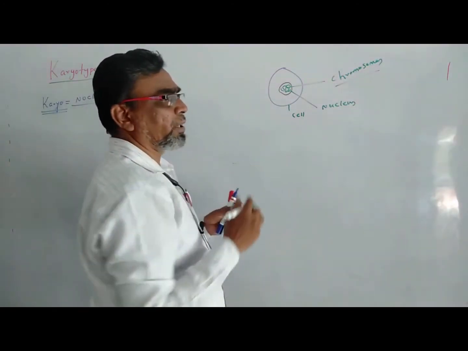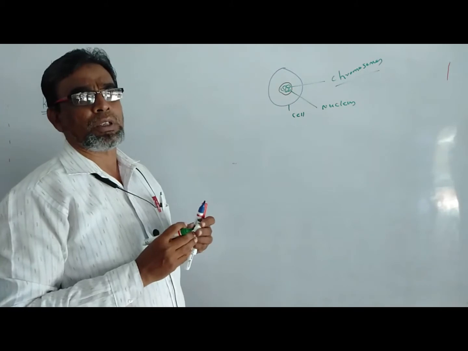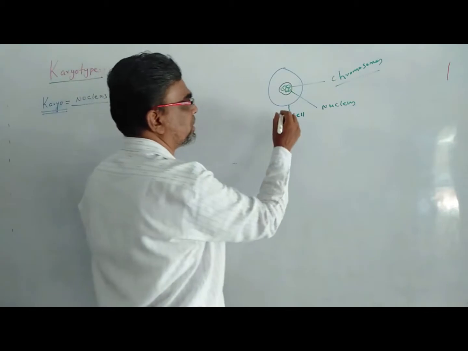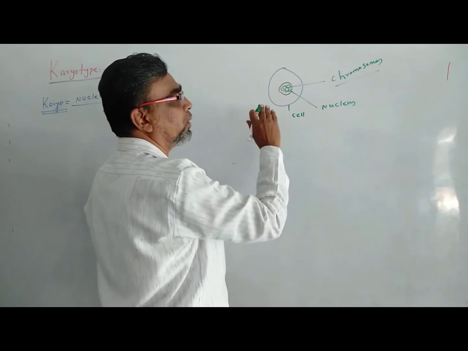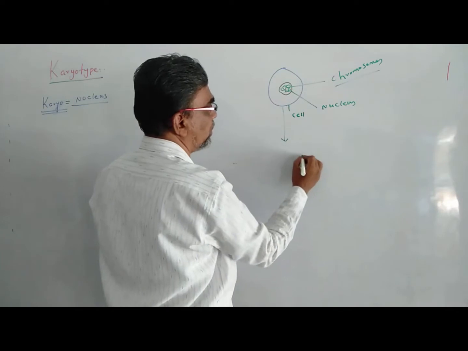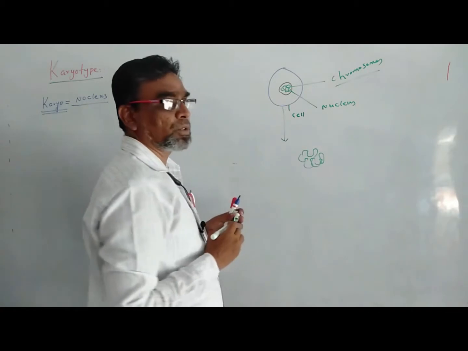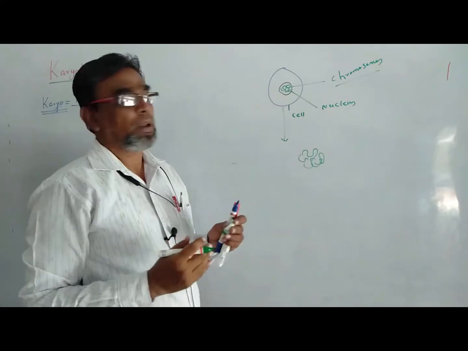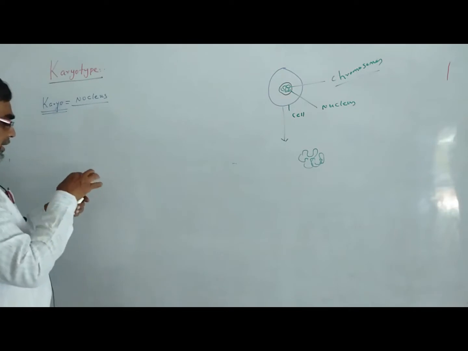Karyotype is a technique, a method to study the chromosomes or the nucleus. What is the first step here? In this method, we are separating the chromosomes from the cells. For example, like this, chromosomes alone. We are separating the complete set of chromosomes from a cell. That is called karyotype. So listen here students, what is karyotype?